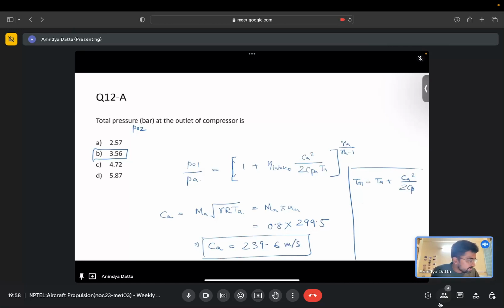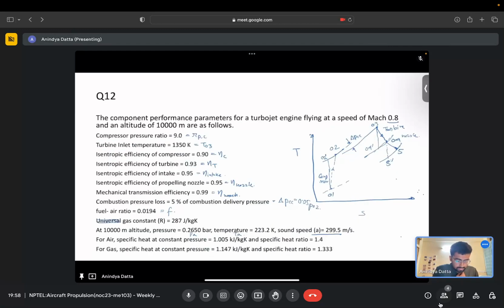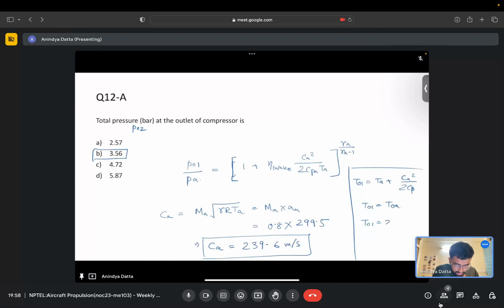So T01 will be equal to T0A. The stagnation temperature in the intake will stay constant. Okay, so this is basically the stagnation temperature. So T01 will come out as 251.76 Kelvin. Sorry, I missed this part. Okay, is this clear?